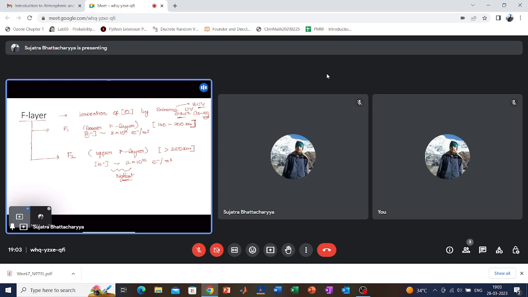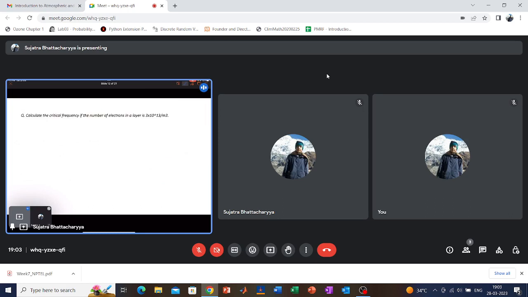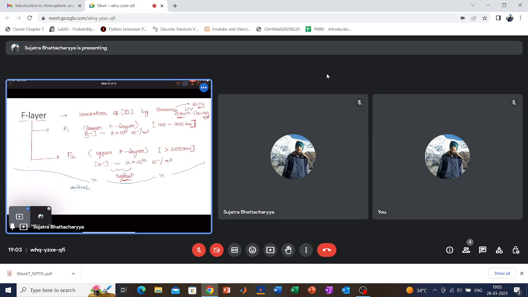Let's give a diversion here. Okay, so this is a diversion I am doing. So this is the concept of critical frequency. As I will show you in the next slide, there is a numerical question. So what is this critical frequency and what is the concept, why are we using this critical frequency term? This is the radio wave propagation.